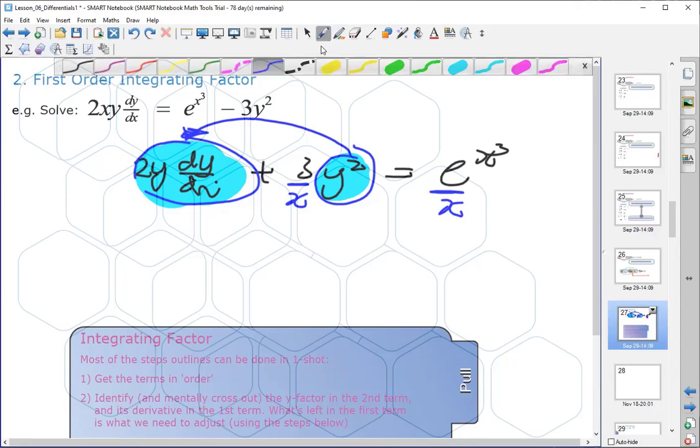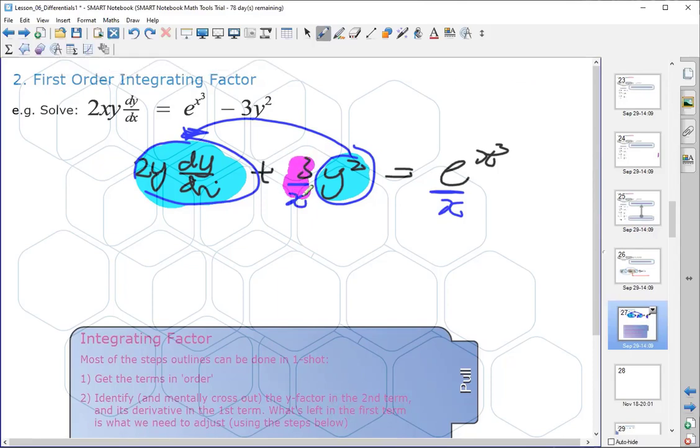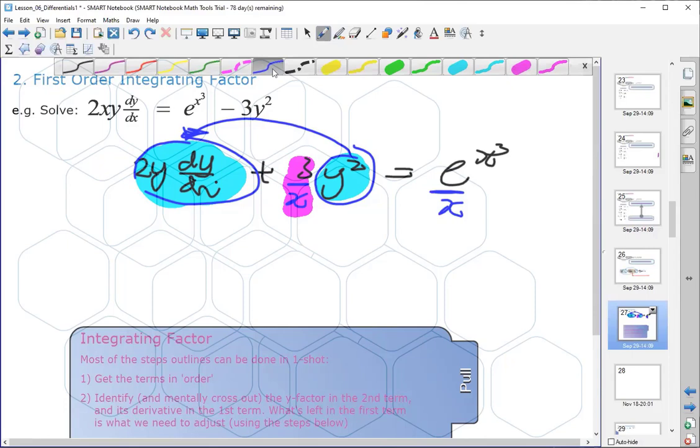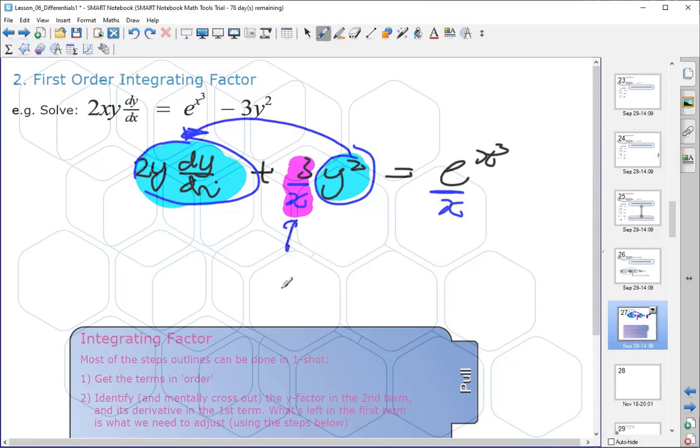And then what we're going to do is look at this. That's the thing that we're going to integrate. But not only are we going to integrate it, we're going to integrate it, and then we're going to do e to the power of that. That's f dashed x. That's not our f dashed x.